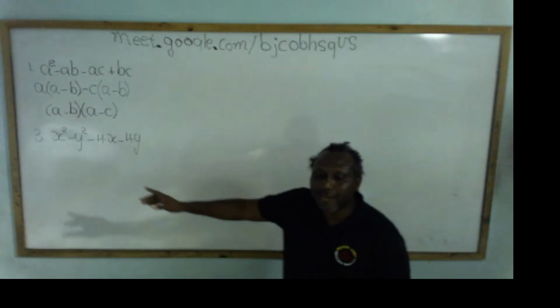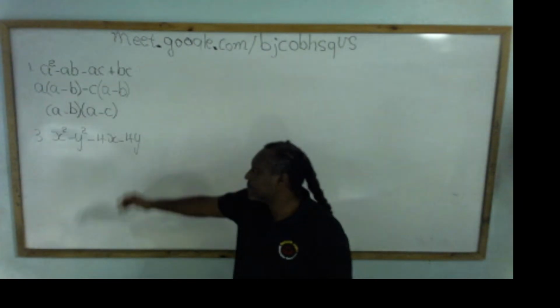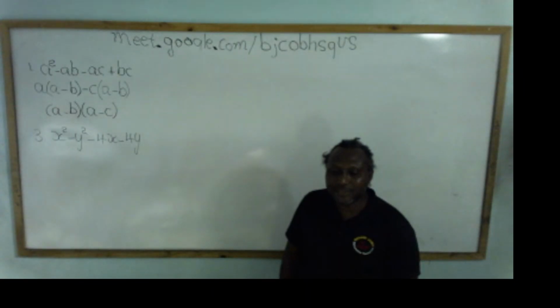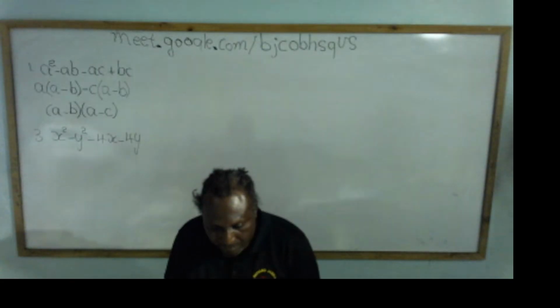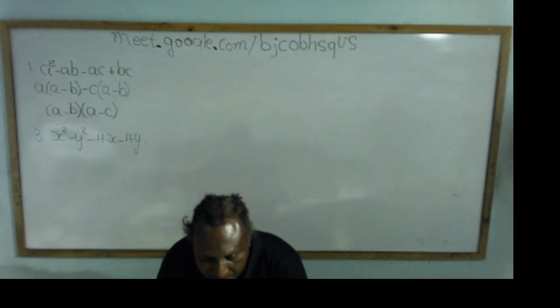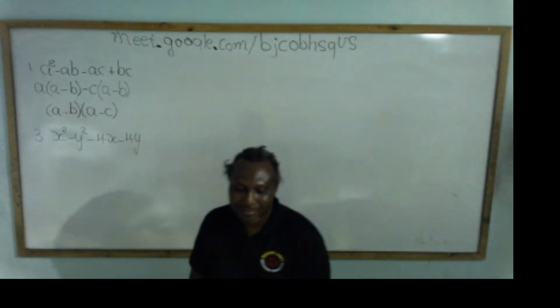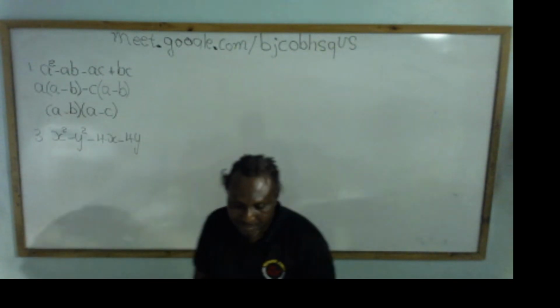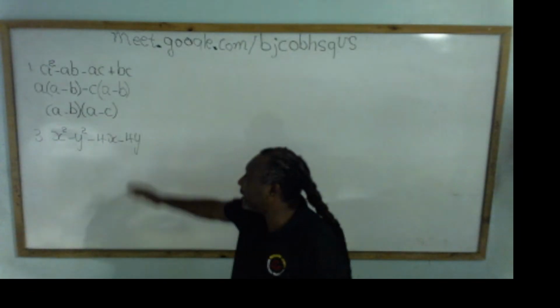Okay, so what about factorizing this? Is there anything that you see that you can factorize? For y squared minus 4y. Do you see anything here that you can factorize?